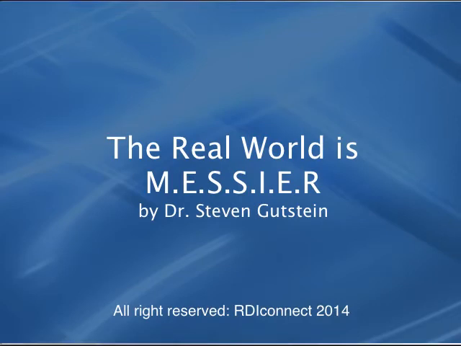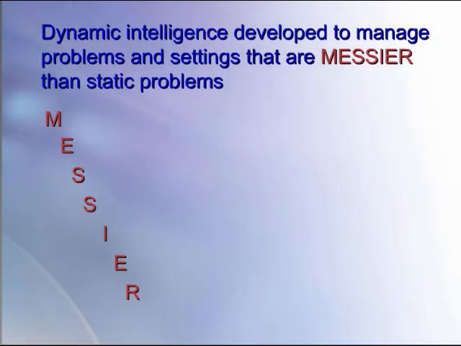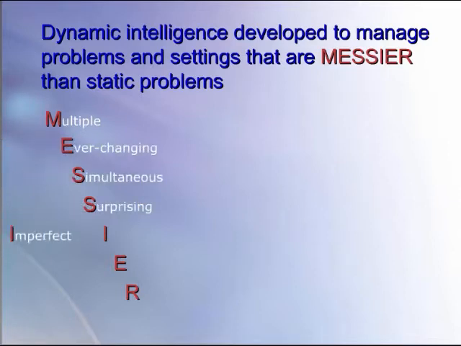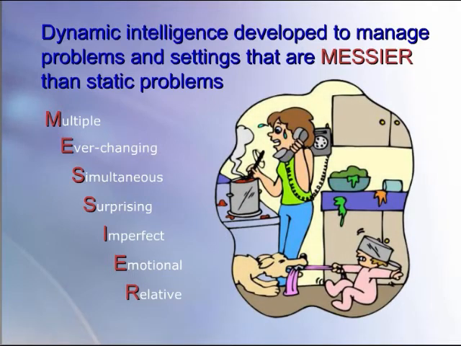We have a little acronym for thinking about dynamic intelligence. Dynamic problems are messier than static problems, right? Static problems are just idealized things that always have a right answer and everything works well and everybody always says the right things and gives you what you want and everybody loves you no matter what you do, and that's it. But in the real world, we're dealing with what we call multiple, ever-changing, simultaneous, surprising, imperfect, emotional, and relative attributes of our world. There's a real world dynamic example for you.